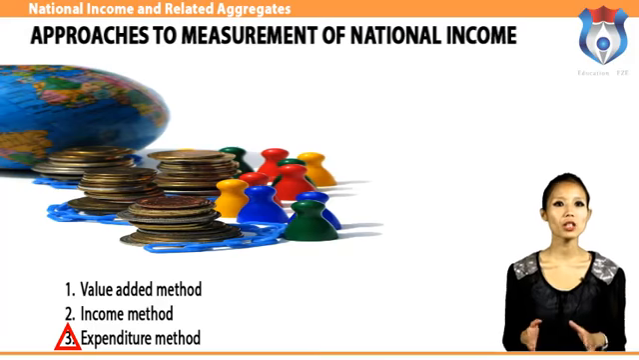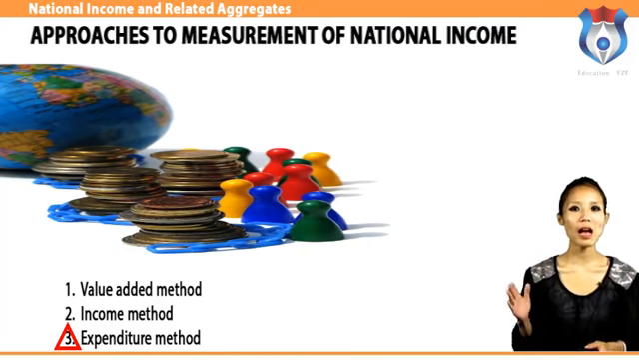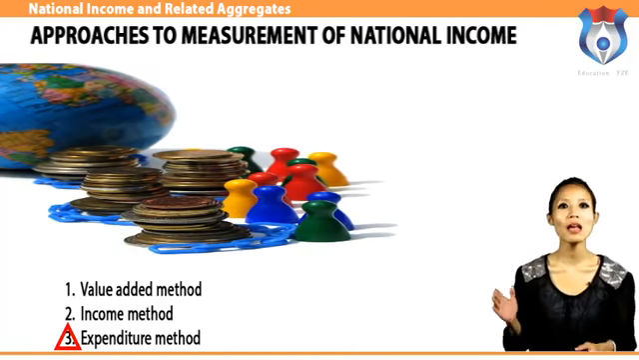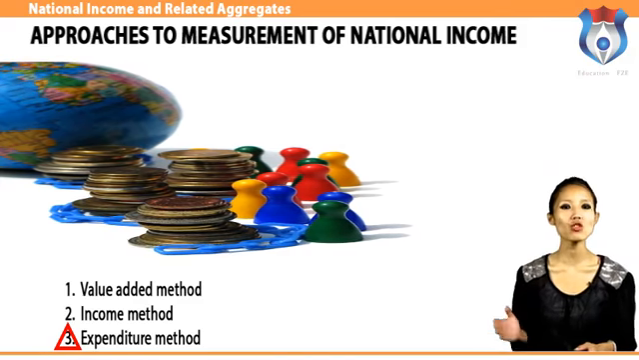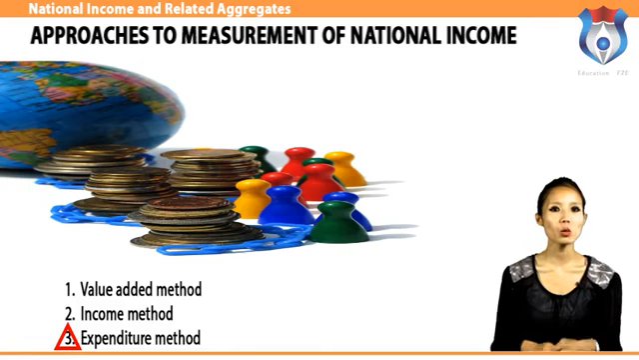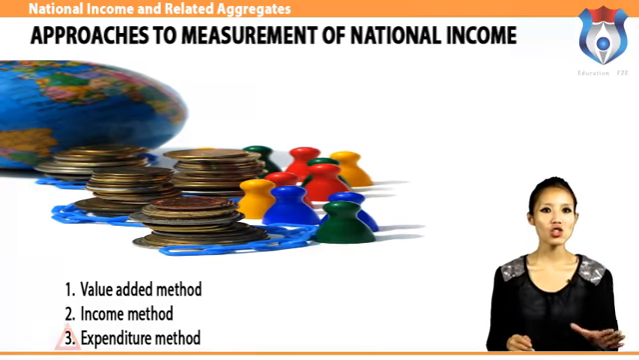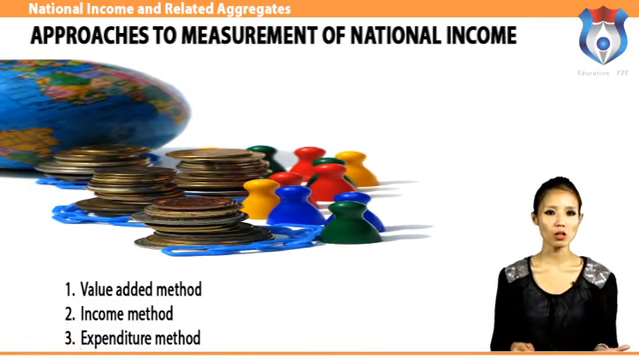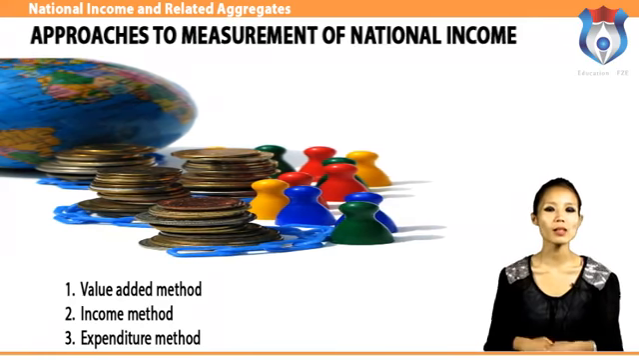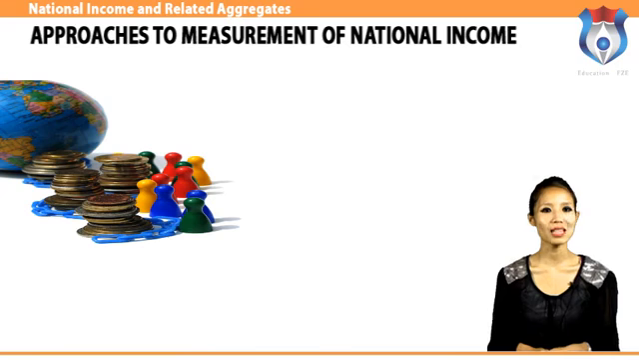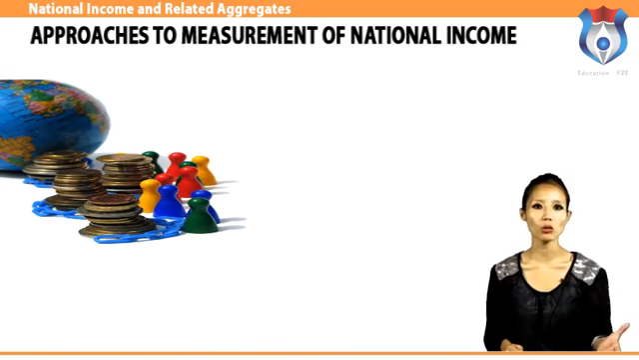Expenditure method: GDP is equal to C plus I plus G plus (X minus M), where C is equal to personal consumption expenditures, I is equal to gross investment, G is equal to government consumption, X is equal to gross exports, and M is equal to gross imports. The income approach and expenditure approach are defined as follows.